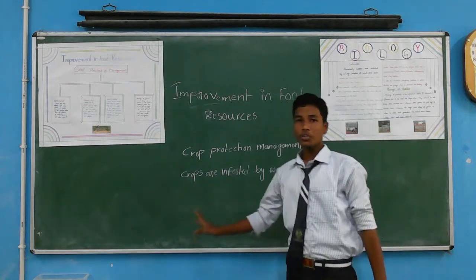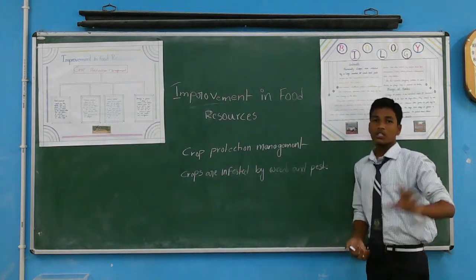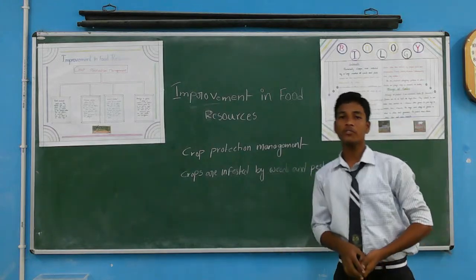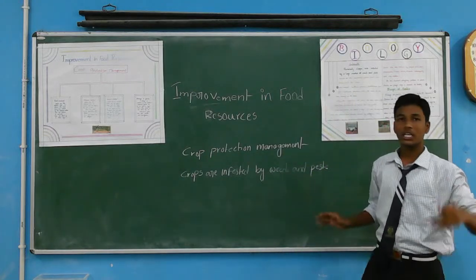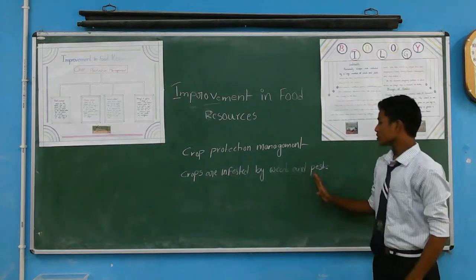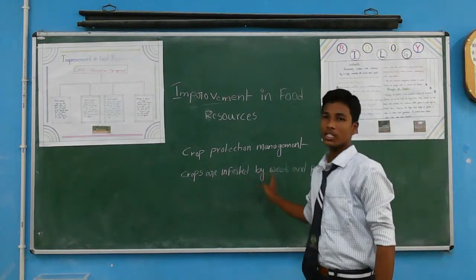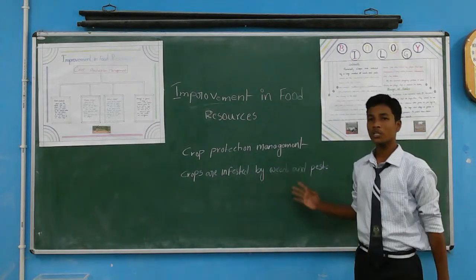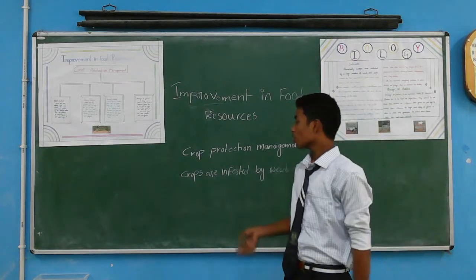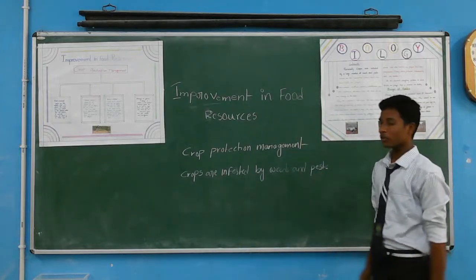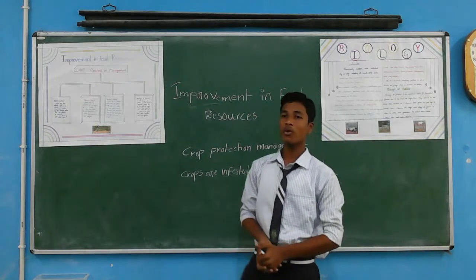If we cannot control these weeds and pests in our cultivated field, they can damage the crops. Due to the damage caused by these weeds and pests, we may lose so much of the crop. Then, what are weeds? How can they damage the crops? We will see now. Can anyone answer me? What are weeds?